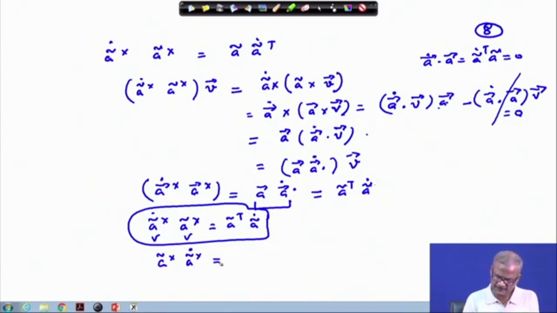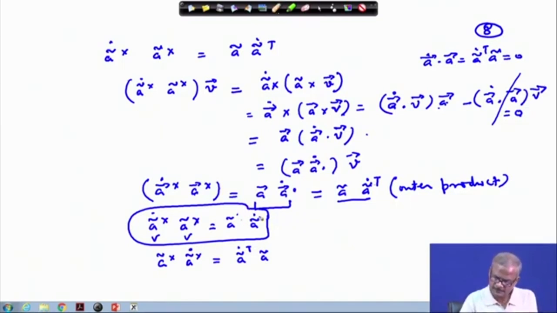On the other hand, if the same quantity is written like this, the things will get reversed and you will have a tilde dot, it will appear like this. Again here we have made a mistake, we need to correct it. This is a times, we have already done this part, so here this is transpose, here this is dot. So this is the outer product. Again here also we need to correct it. So this is our outer product.